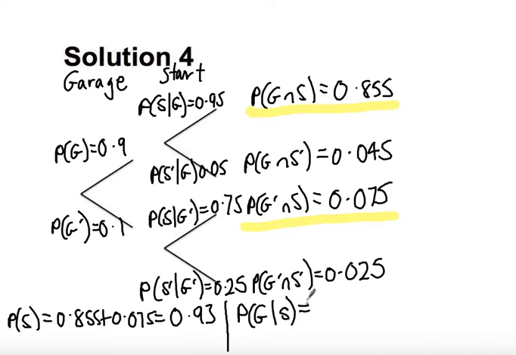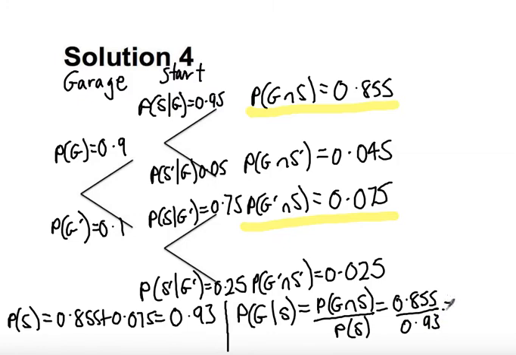And at this point, this is where using the formula really is useful, because what I know is the probability of that is the probability of it going in the garage and starting over the probability of it starting. So that is 0.855 over 0.93. And when we simplify that, what we come to is the fraction 57 over 62. And it's perfectly fine to leave it as that fraction.